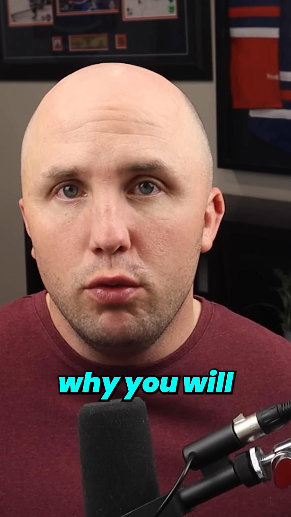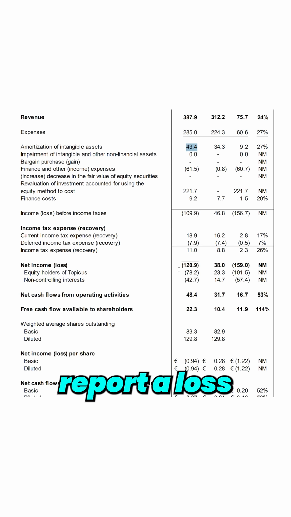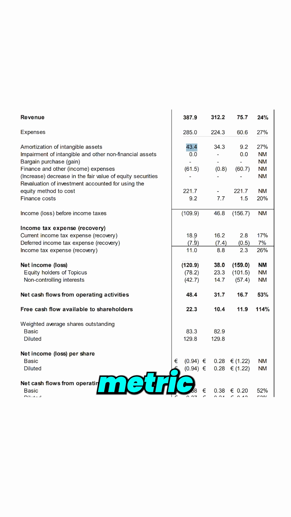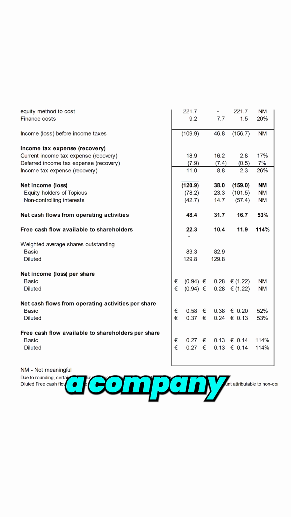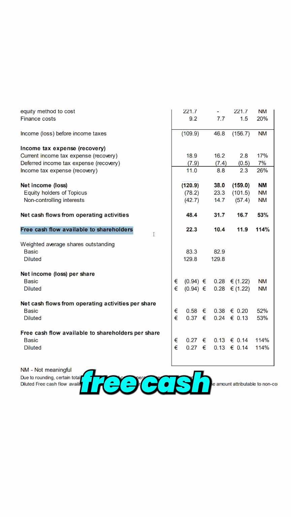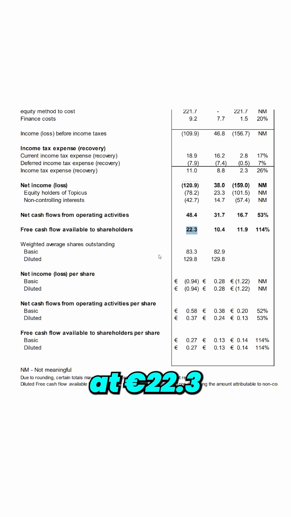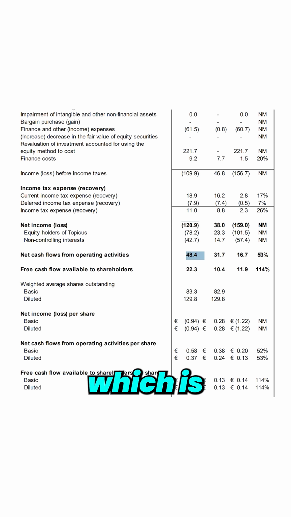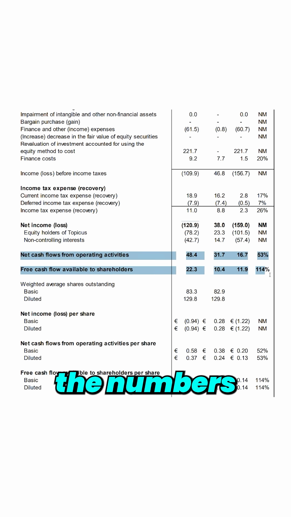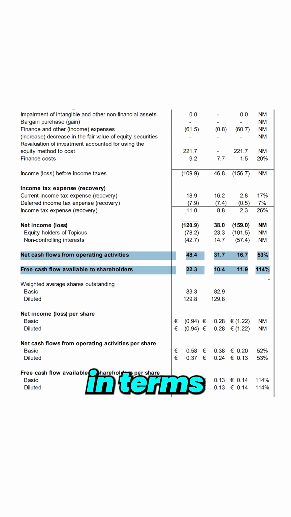So this is why you will very often see this company report a loss in terms of net income, but the more important metric you want to be looking at with a company like Topicus is this free cash flow available to shareholders. And we can see it's coming in at 22.3 million euros. And if we look to operating cash flow, we can actually see that it's coming in at 48.4 million euros, which is a 53% increase. These are the numbers you want to be looking at in terms of Topicus.